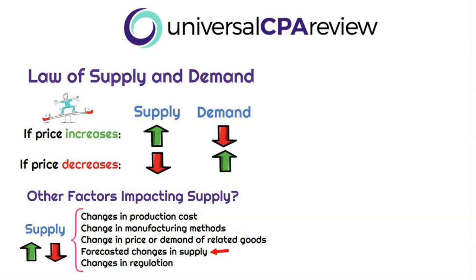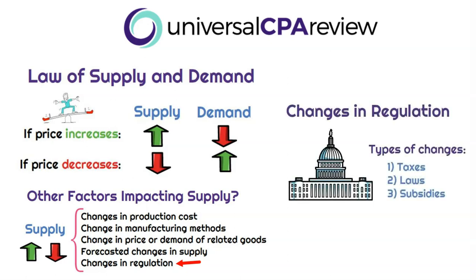Also, forecasted changes in supply. If we think the market's going to improve or get worse, that could increase or decrease the supply of a specific product. The last item that could impact supply is changes in regulation. This regulation change could be related to taxes, laws, or subsidies, but that can increase or decrease supply. So we have to think about how changes in regulation impact the economy.